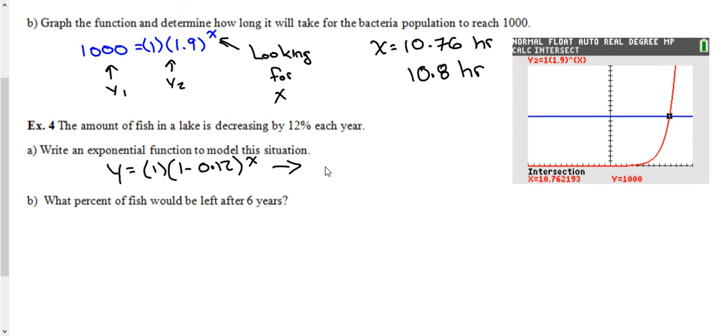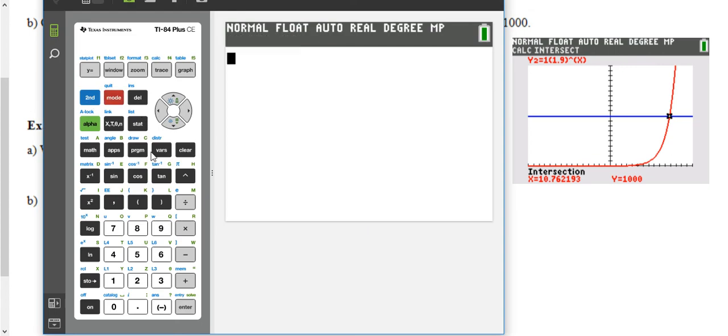Let's clean up this equation really quickly. This is now y equals 1 multiplied by 0.88 to the x. And again, that 1 can probably disappear because it's just 1. So this is what I'm trying to solve, 0.88^x. What percentage of fish would be left after 6 years? So let's fill in our equation: 0.88, and of course x will be 6 because that's going to be 6 years there.